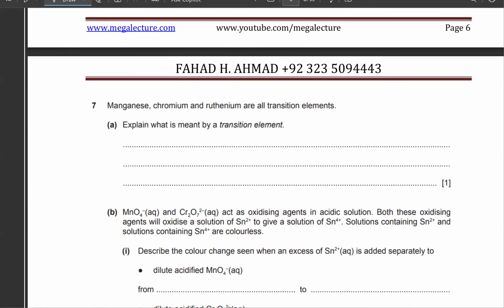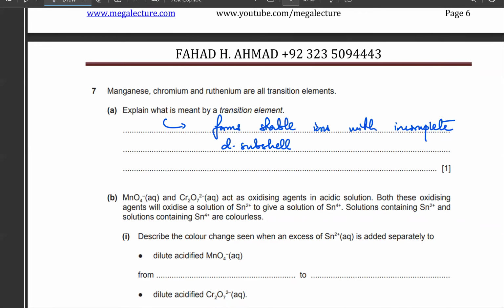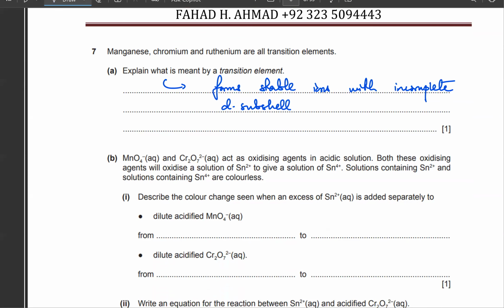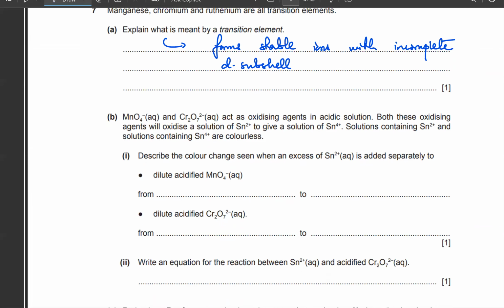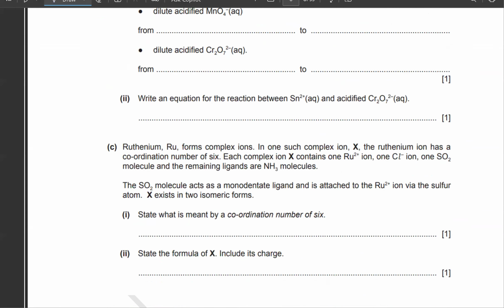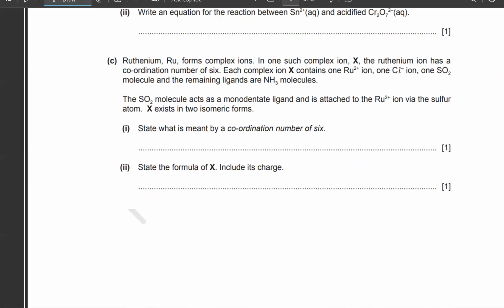What is meant by a transition element? It's just one mark. It is an element that forms stable ions with incomplete d subshells. That's what a transition metal is. And we're going to skip the electrochemistry questions. We're going to try and do this one, part C.